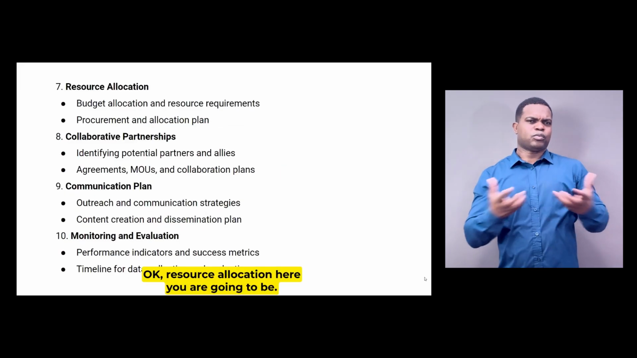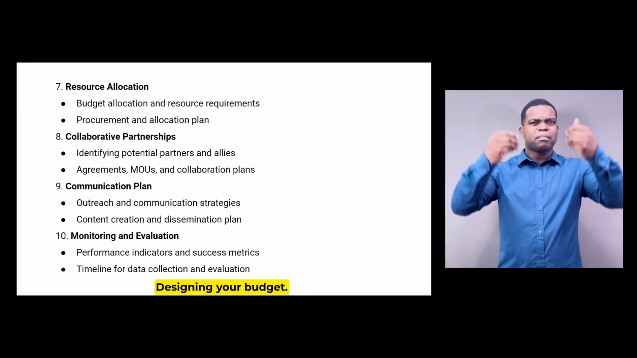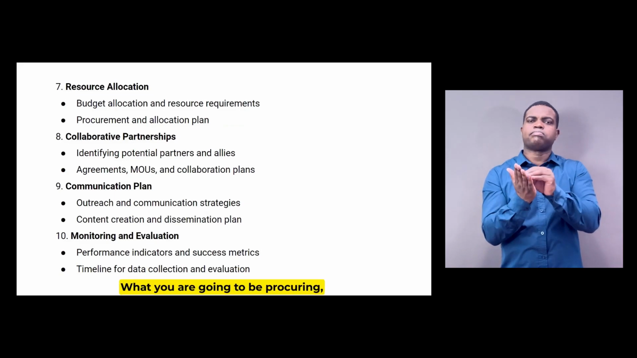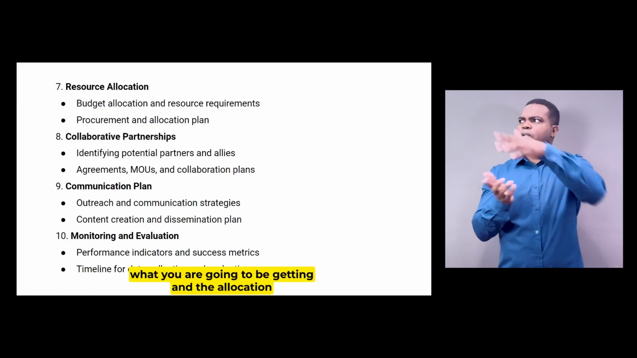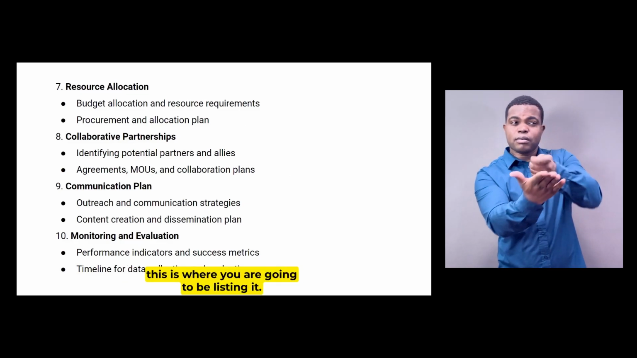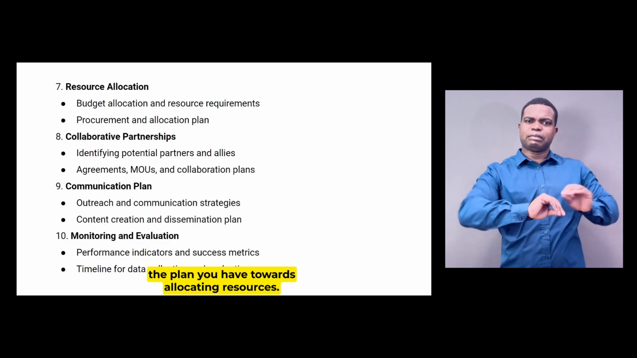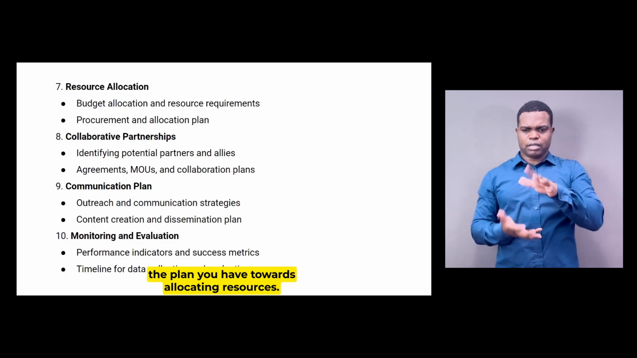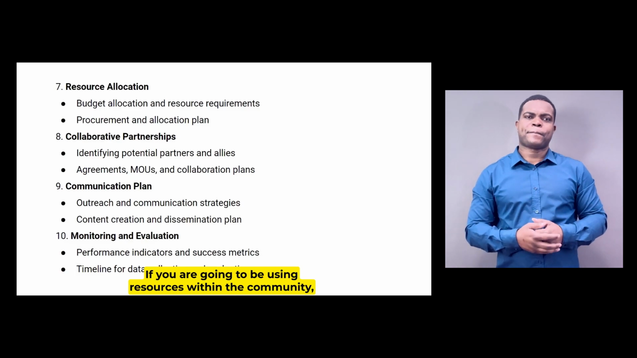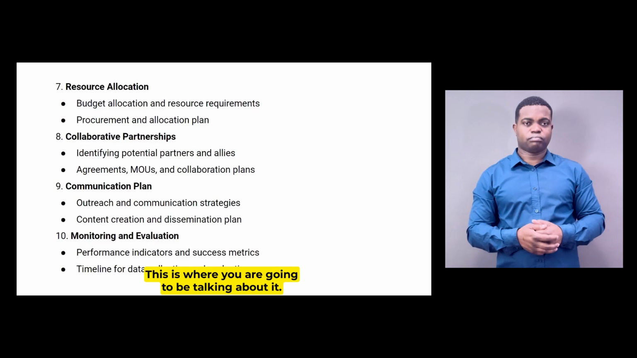Next, resource allocation. Here you are going to be designing your budget. You are going to be putting your budget in place, what you are going to be procuring, what you are going to be getting, and the allocation plan. If you are purchasing anything, this is where you are going to be listing it. You are going to be listing the plan you have towards allocating resources. If you are going to be using resources within the community, this is where you are going to be talking about it.